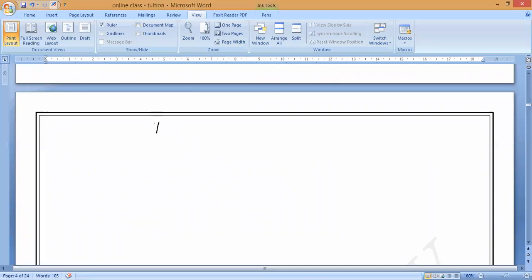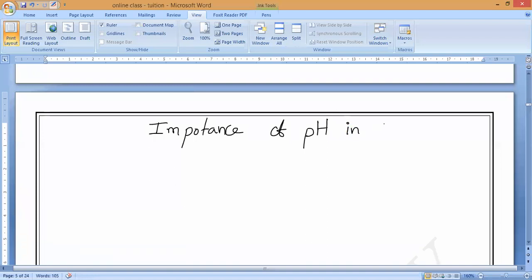Class 7th you have studied this. Now again you are going to study the same thing. Karthikeyan, are you there? Arun Karthikeyan also.